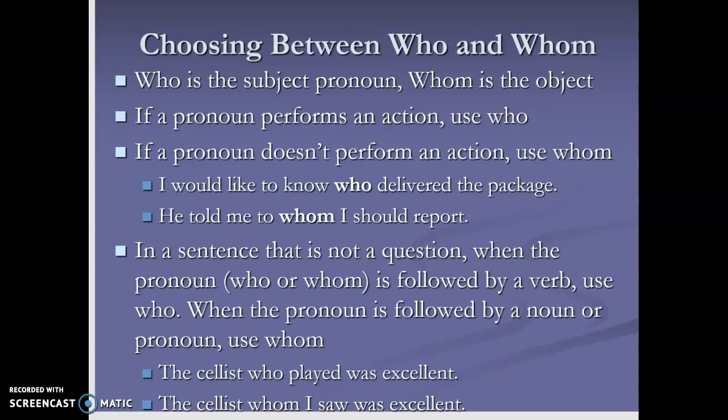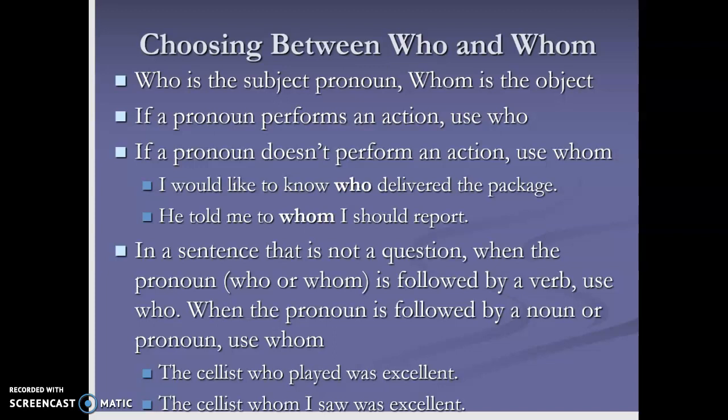When you're trying to decide who or whom, who is a subject pronoun, whom is an object one. An easy way to figure it out is to say, okay, is the pronoun performing an action? Then we use who. If the pronoun doesn't perform an action, use whom with an M. So, I would like to know who delivered the package. Who delivered. Delivered is a verb. He told me to whom I should report. Not performing an action, so it's whom.